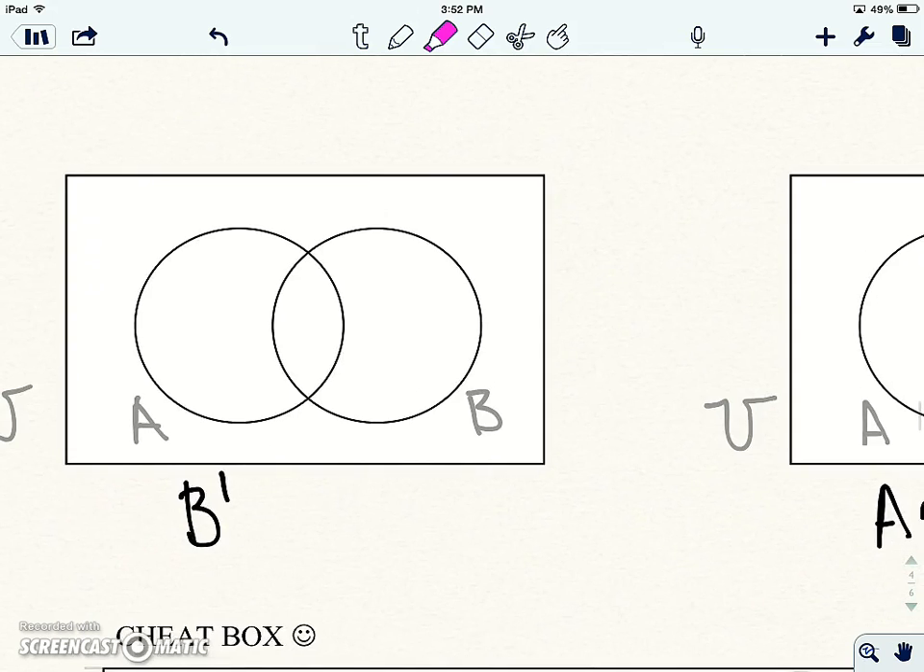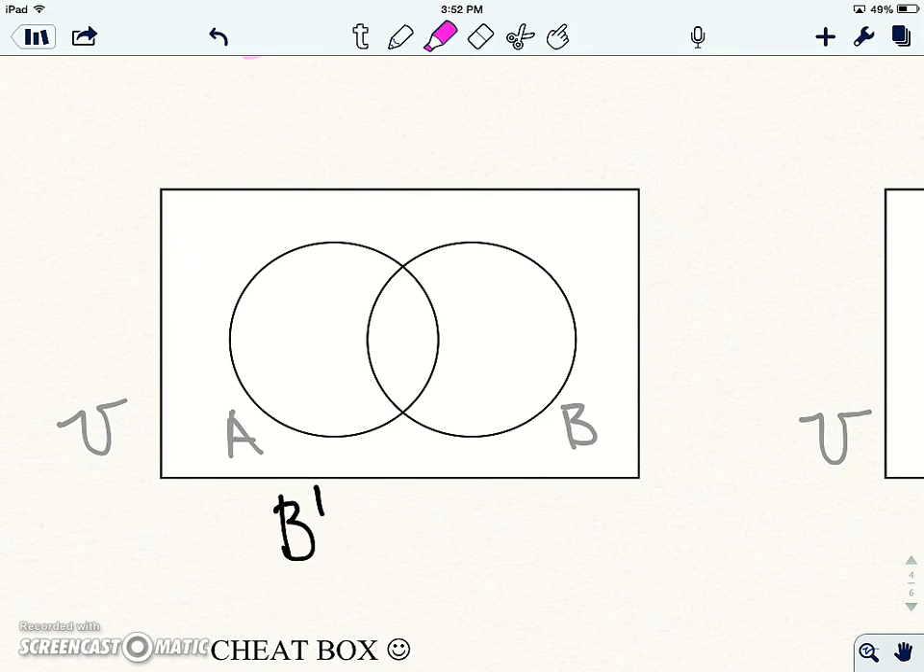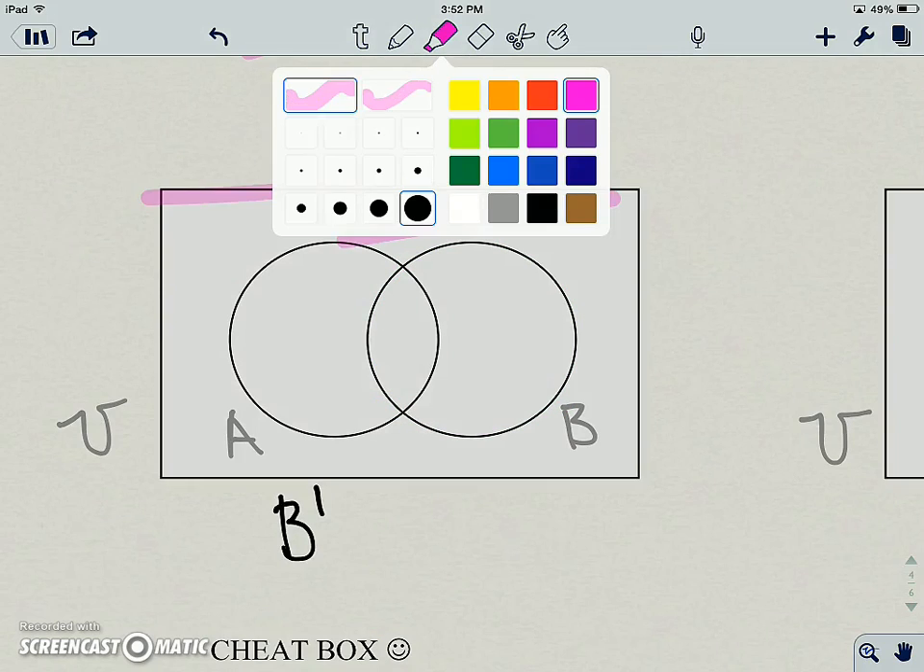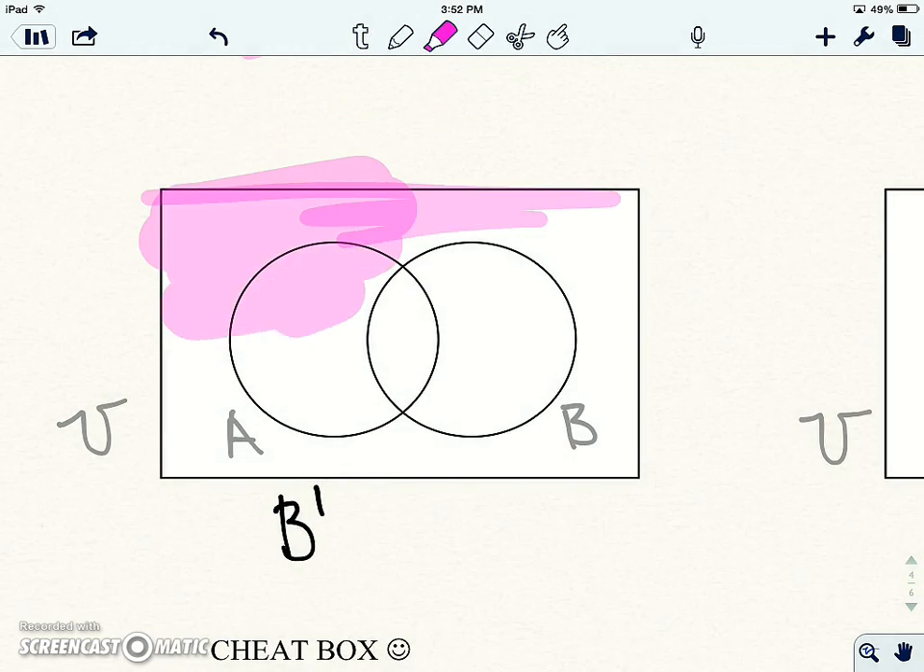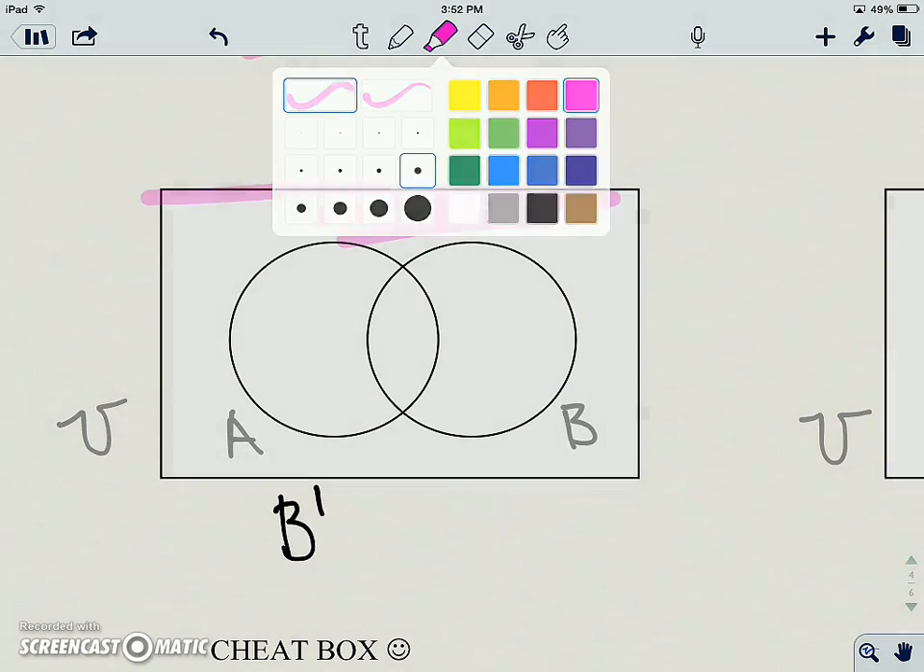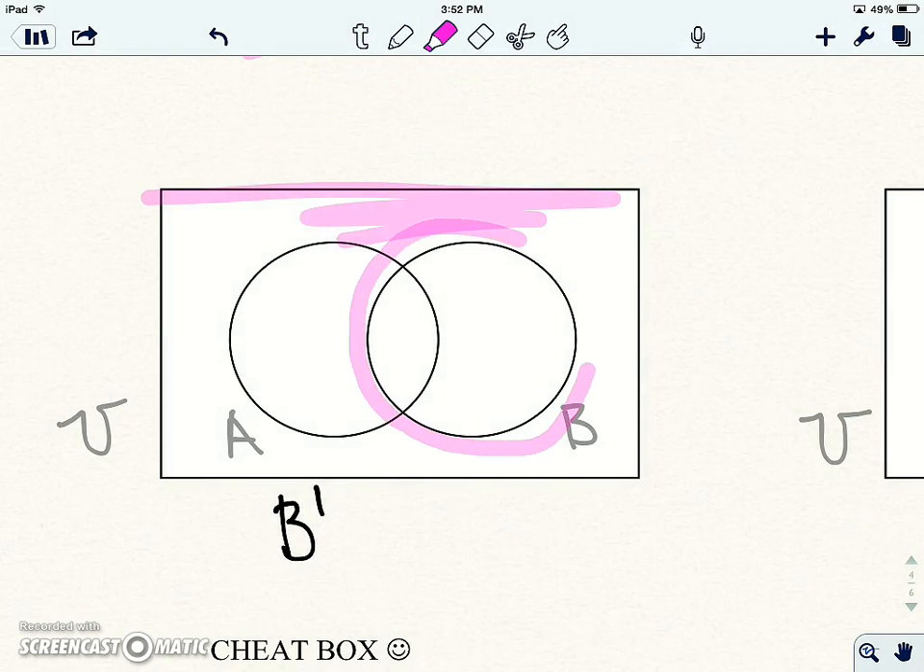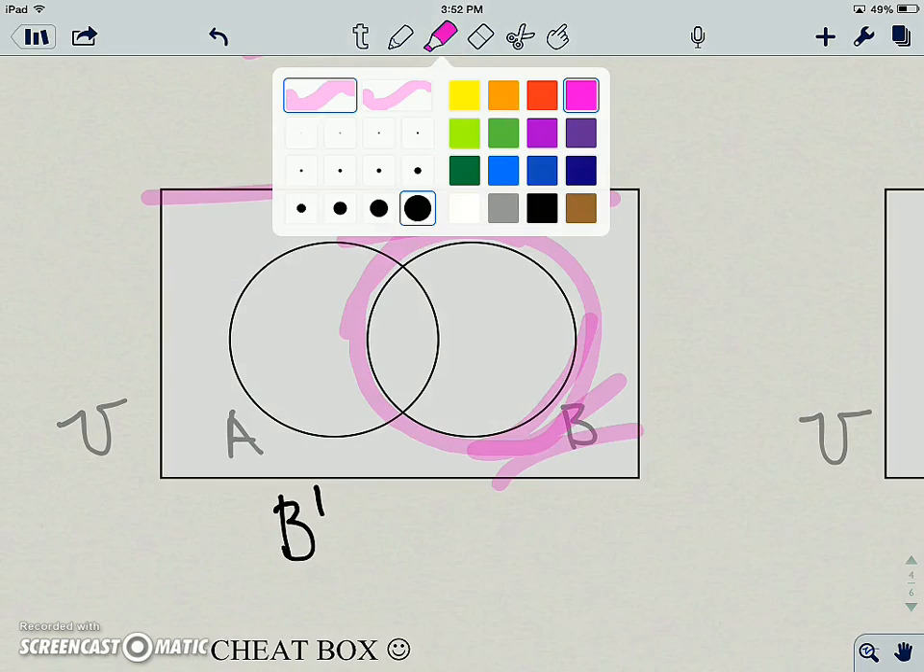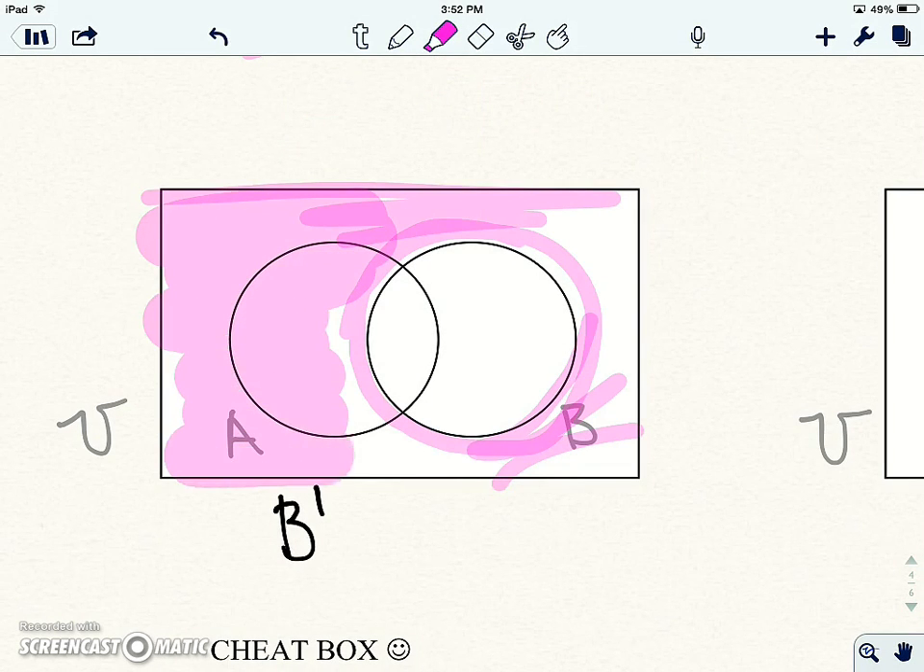B complement, well, that's everything that's not in B. So here's B. All right, we want everything that's not in B. We're going to actually have to make that a little bigger. That's everything that's not in B. And I should not even be overlapping. That's really sloppy. I shouldn't be overlapping at all. There should be nothing. This should be all the outside stuff. You get the idea.